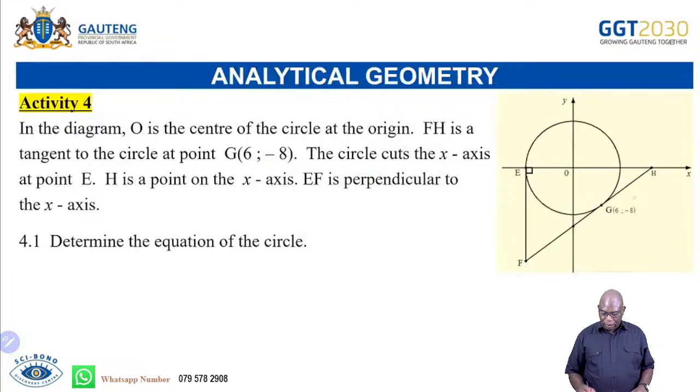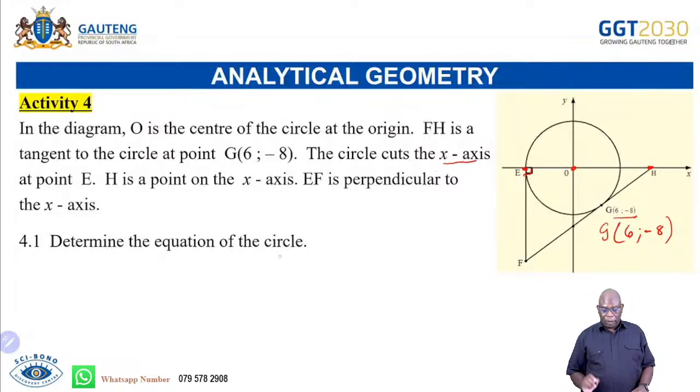We've got a point G, the point G is 6 and negative 8. That is also on the 4th quadrant. Nice. So O is the center of the circle. FH is the tangent to that. So we are not told about EF. So the circle cuts the x-axis at point E. H is the point on the x-axis. EF is perpendicular to the x-axis. Determine the equation of the circle.